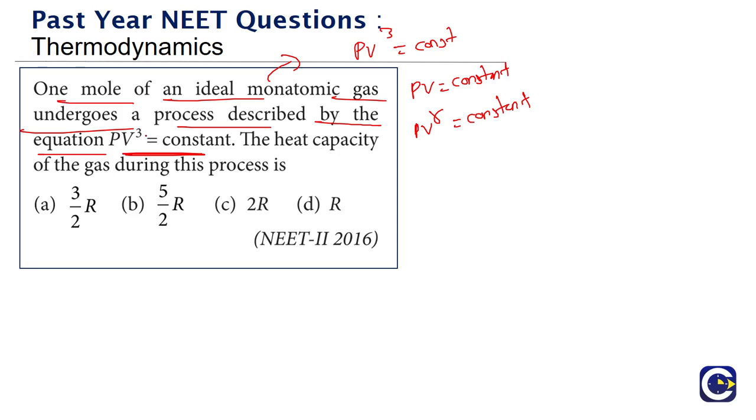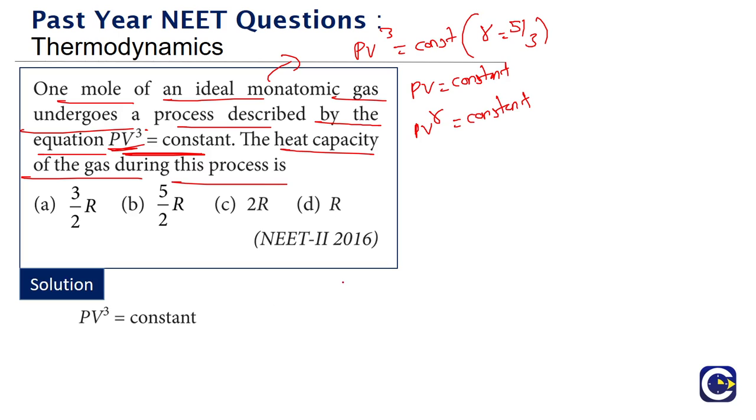But here, monoatomic means gamma is what? For a monoatomic gas, gamma will be 5 by 3. But here the relation is PV power 3 is equal to constant. So this relation, generally, we will call it a polytropic process. For this we have to find the heat capacity. So we have to find the heat capacity of the polytropic process.